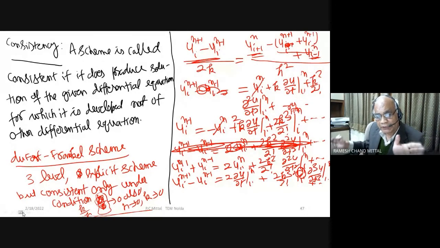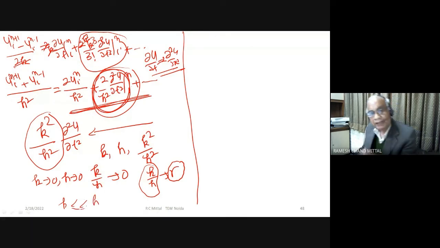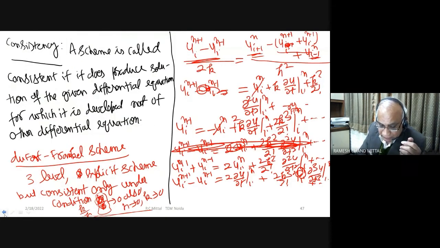H tends to 0, k tends to 0. And your Dufort-Frankel scheme desires not only h tends to 0, k tends to 0, but k by h also tending to 0. And k by h tends to 0 means k must be smaller than h, or much smaller than h. Then only you will be getting a convergent result for the differential equation, otherwise not. So that is the condition. Though one can see that this scheme is unconditionally stable.